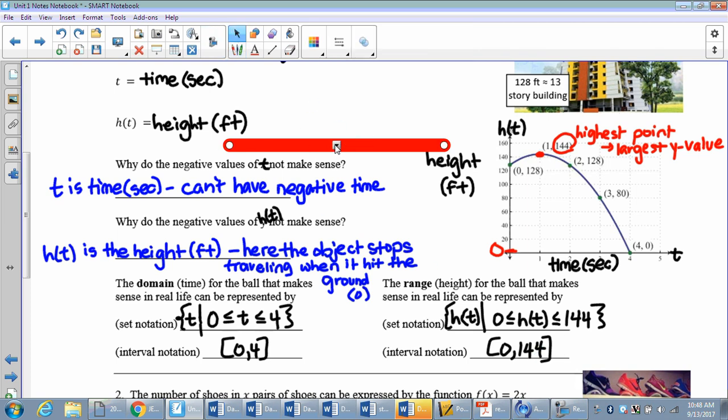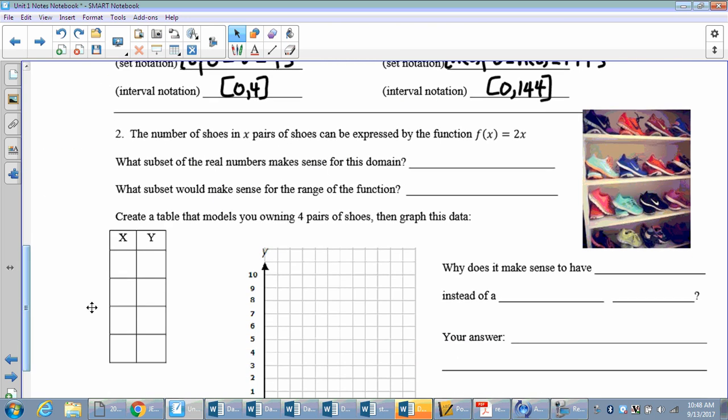Awesome. Let's get to our last example for tonight's notes, which is number 2. It's all about shoes. So the number of shoes in x pairs of shoes, so let's underline that. I see it gave me a variable right there, can be expressed by the function f of x equals 2x. I see that it gives me a model. I'm going to highlight that. What subset of the real numbers makes sense for this domain?